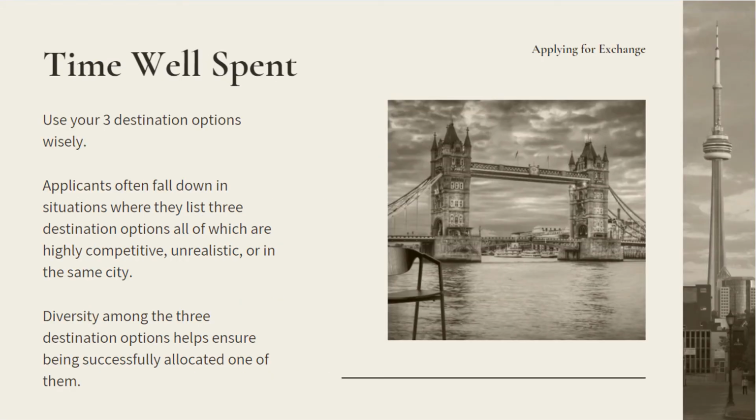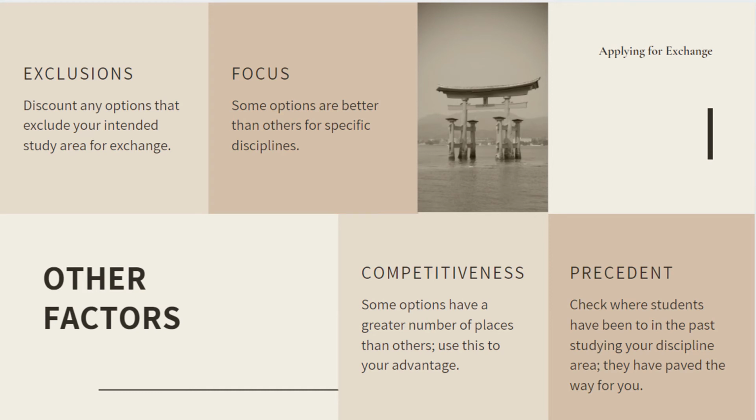Use the opportunity to choose destination options practically. Try not to waste time listing options which are simply not viable. An unrealistic list of destinations could be 3 options which are located in the same city, or the same option listed 3 times. Remember that diversity among your 3 options ensures an increased chance of successfully being nominated to at least one of them. So remember, exclusions are non-negotiable.